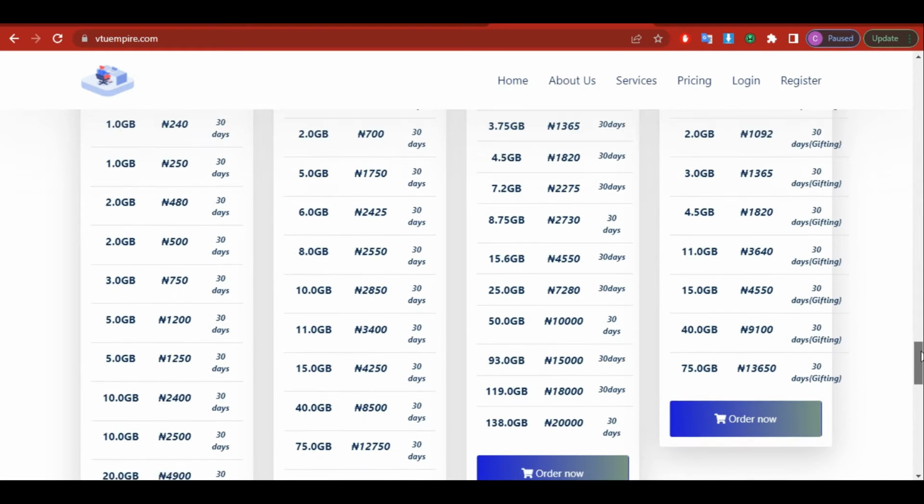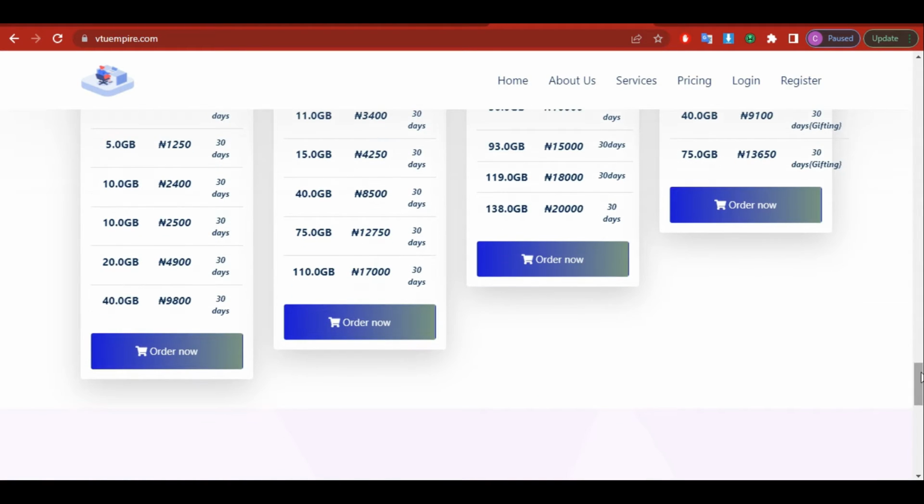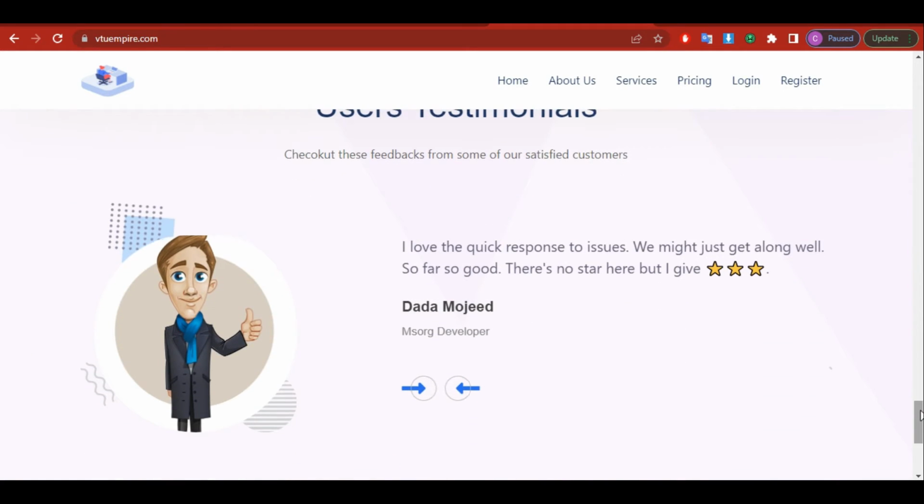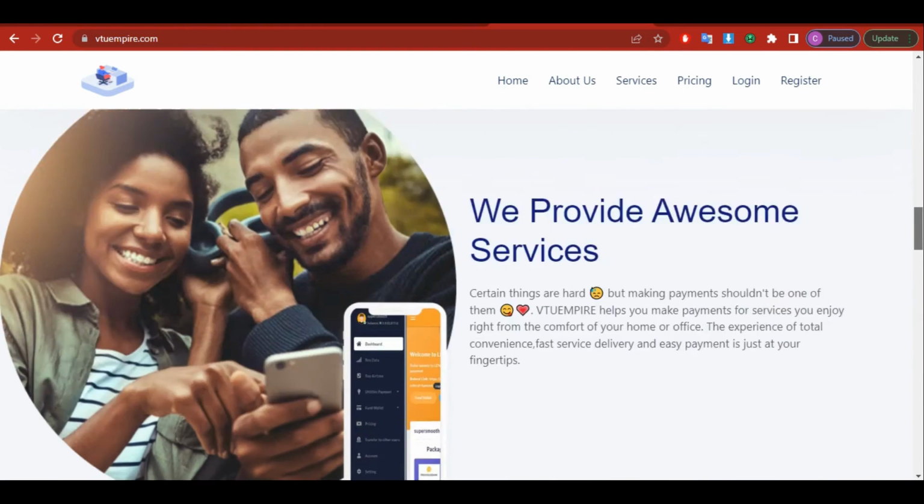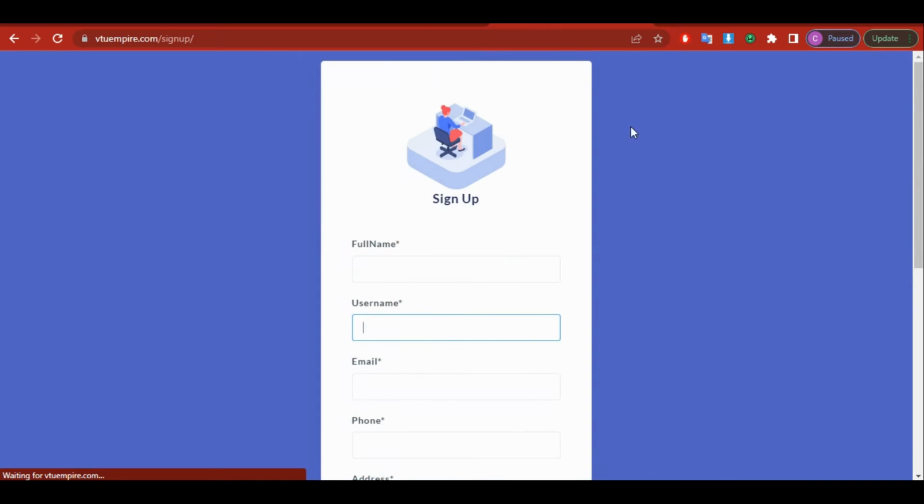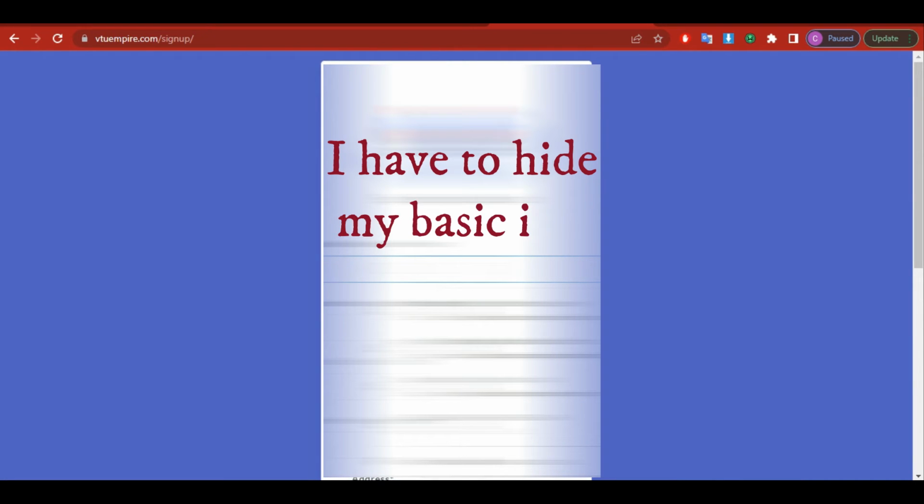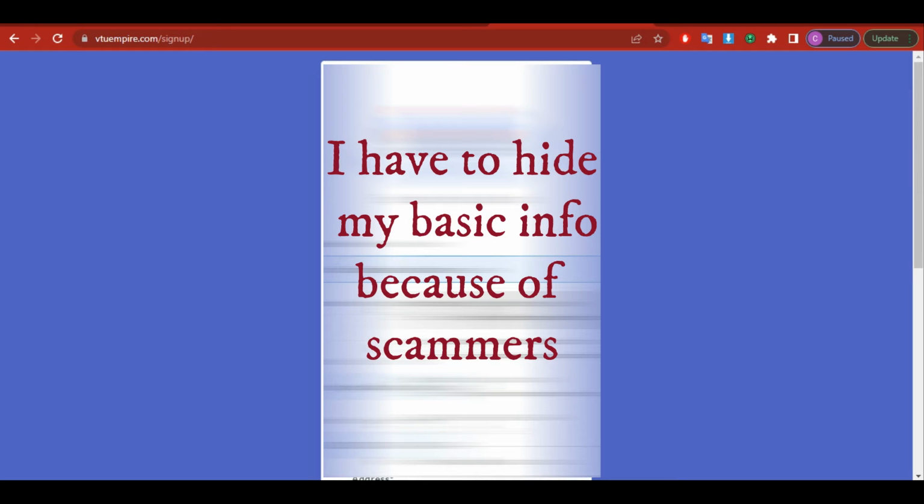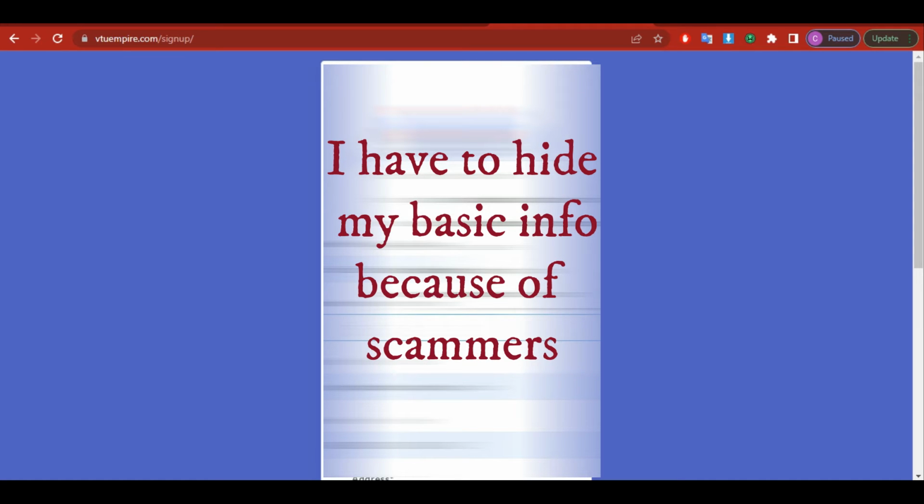With this website, in a day you can make up to 5,000 naira, depending on your audience and your selling strategy. So what you need to do is to register if you haven't registered. Let me walk you through the process of registering. You just put in your details here.